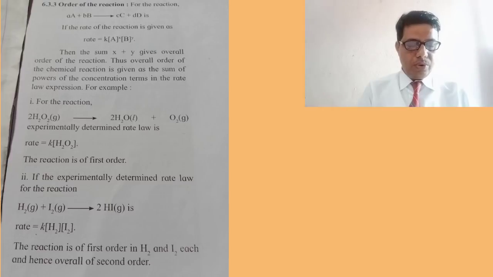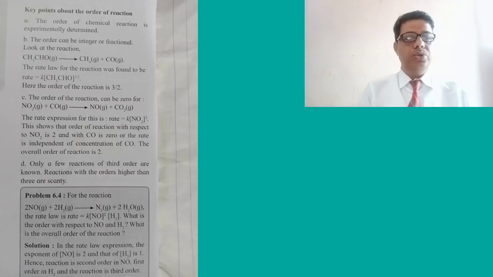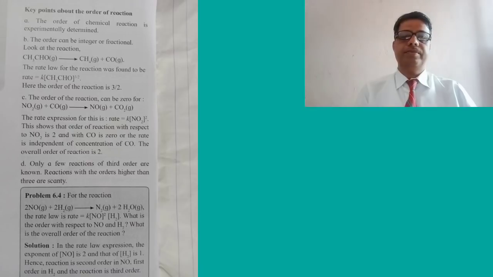If we calculate the overall order of the reaction, we have to add the powers of the concentration terms for hydrogen and iodine. Here x is equal to 1, y is equal to 1, so the total is equal to 2. So the overall order of the reaction is second, that is, this is an overall second order reaction. Now we see some key points for determining the overall order of the reaction.